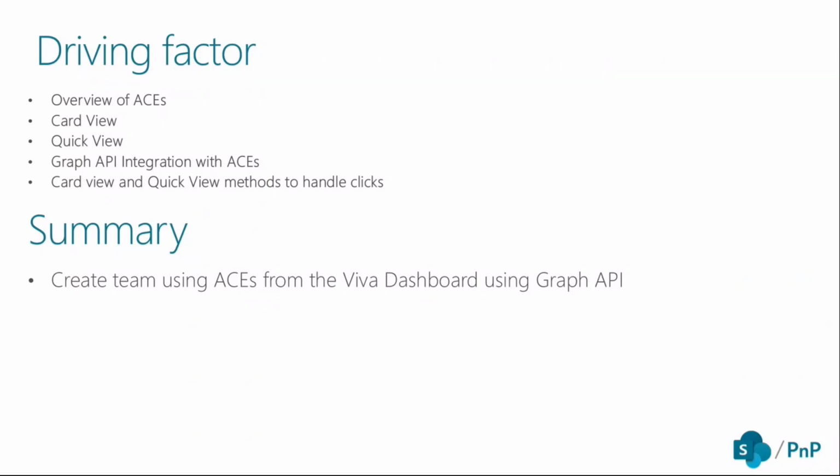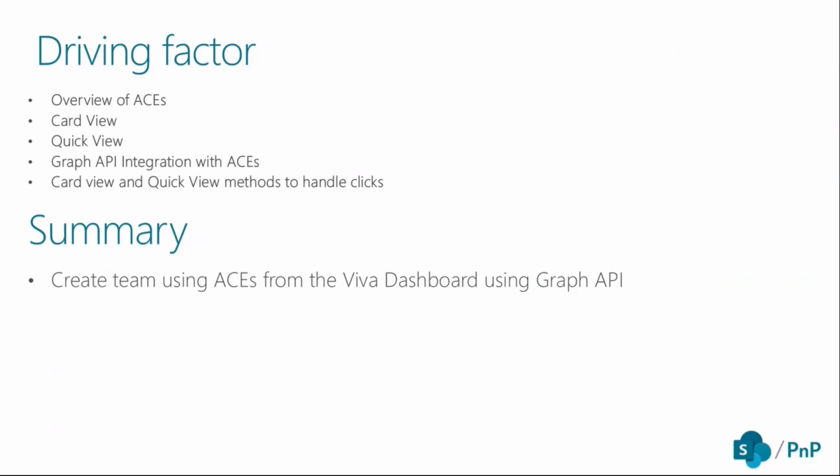So what is the meaning of an Adaptive Card Extension? It's a framework to handle custom development for the Viva dashboard for employee experience on any device, like laptop, mobile, Android, iOS, whatever. The card view is the one component where a user lands first, and from the card view they traverse the other portions of that component or adaptive card.